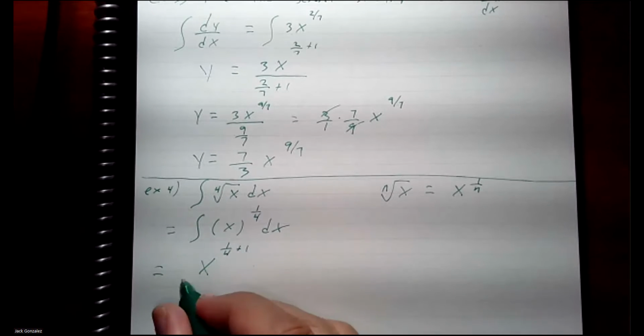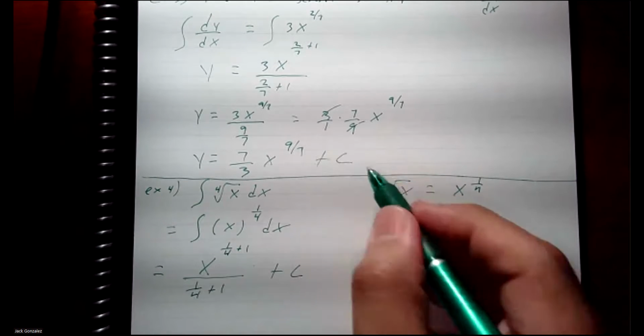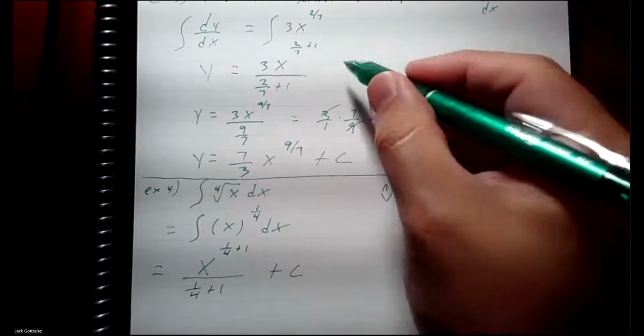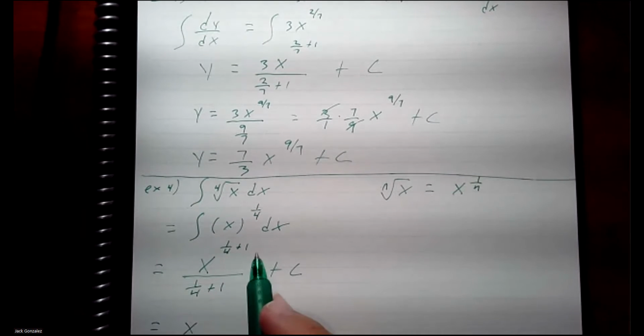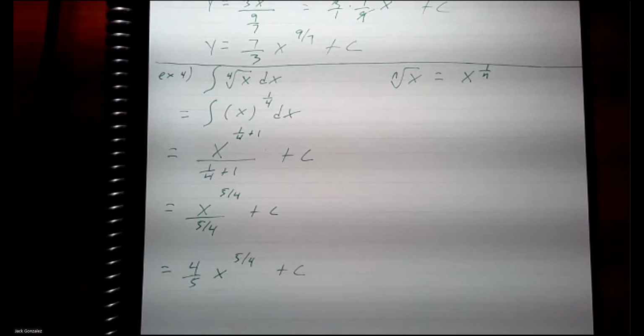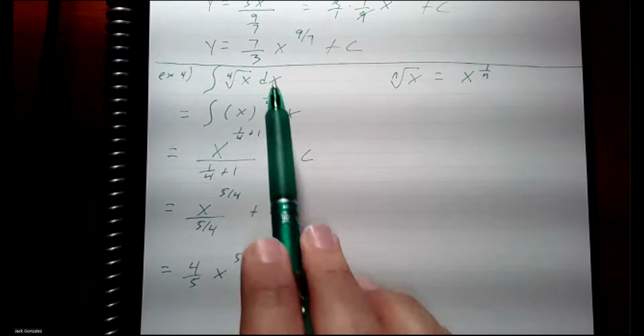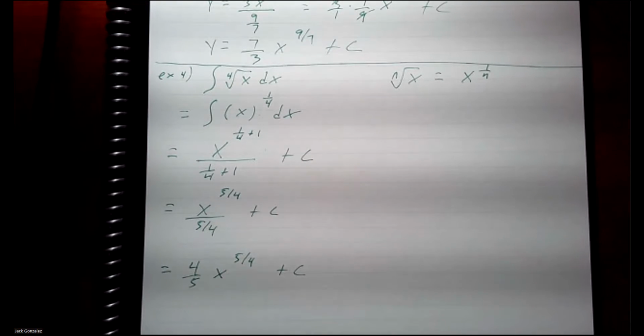So now do your power rule. 1/4 plus 1 over 1/4 plus 1. Add your c. So that'll be x to the 5/4 over 5/4 plus c. So that becomes 4/5 x to the 5/4. That would be your antiderivative. So if you see square roots or any kind of roots in your homework, just change it to a power, and then you just do the same thing you did before.